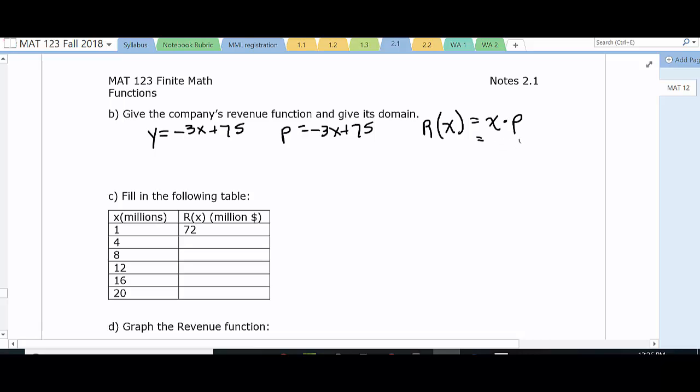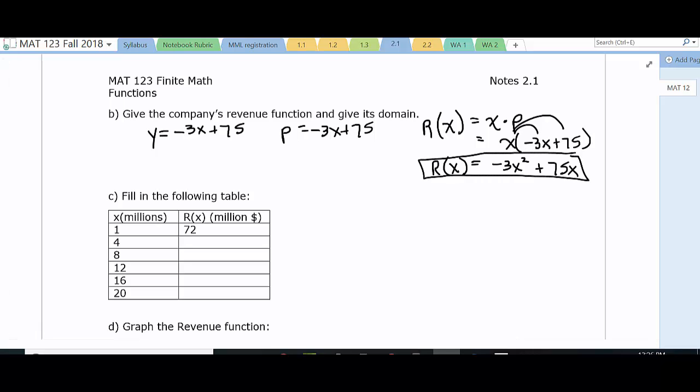So what you do is take the P that we already have, which is negative 3x plus 75, and multiply it by x. You always just take the price demand function times x, which is the number of things you're producing, and that gives that to you. So we'll distribute this out. That will be negative 3x squared, plus 75x. So that is your revenue function. That's how you always do it. Very simple. If you know the price demand function, that's how you do it. Everybody with me? Okay, yeah.